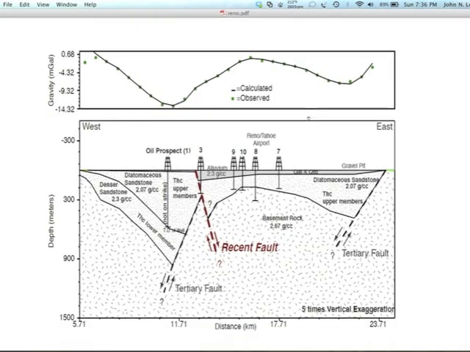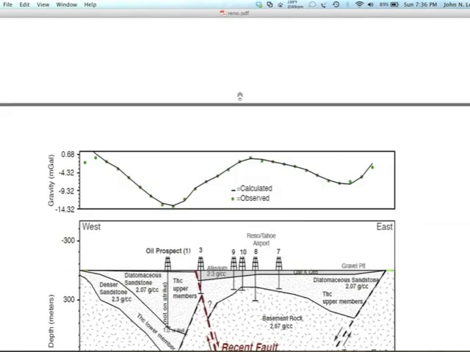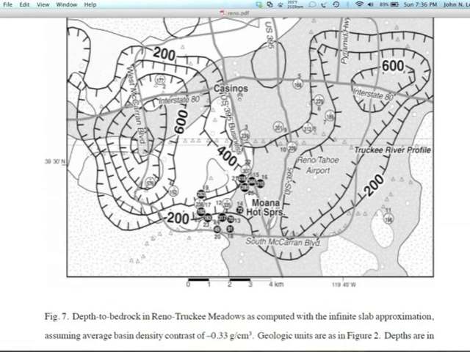So now here is a modeled cross section east west across the basin. You're going to look at this in your gravity lab. And here's the data you'll get in your gravity lab. We've got the observed gravity as the points, and then the calculation from this 2D model as the line, and the line is going to go right across here.